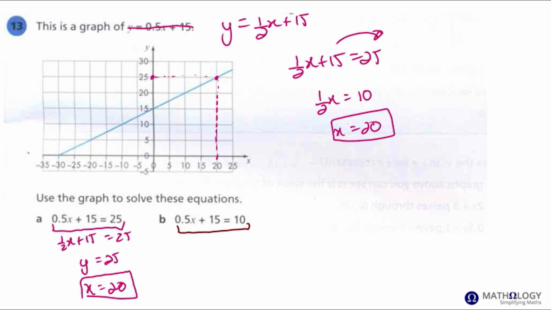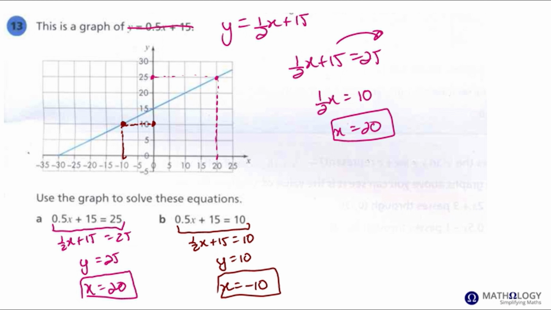B, we are essentially saying a half x plus 15 equals 10. We're saying that y equals 10. So we go to where y equals 10 on the y-axis. Now we're moving left because we have to meet the line. So we move horizontally until we meet the line, which is at that point there. Drop a perpendicular down, and we get minus 10. So x equals minus 10.